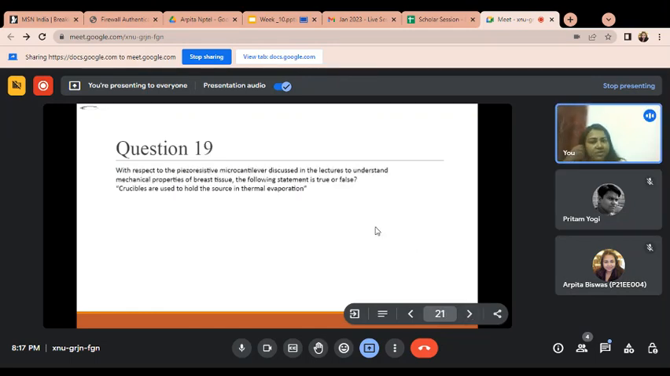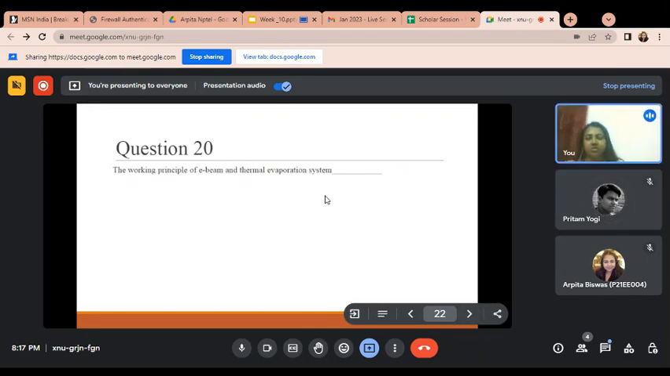This is question number 19. With respect to the piezoresistive microcantilever discussed in the lecture to understand mechanical properties of the breast tissue, the following statement is true or false. Actually, I think we have already discussed this, the crucible part. Yes. So we are moving toward question number 20. The working principle of e-beam and thermal evaporation. I think we already discussed this question.